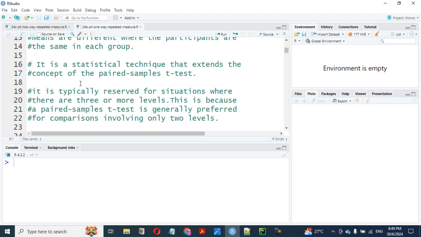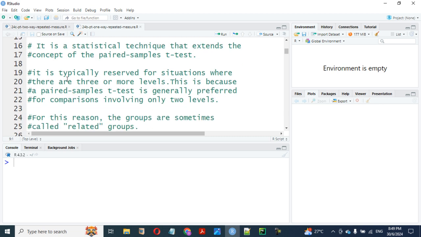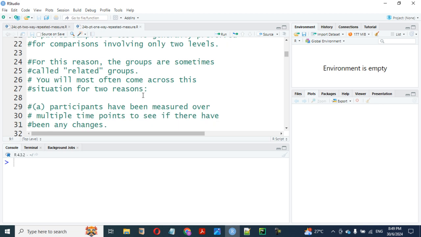So here, it is typically reserved for situations where there are three or more levels. This is because a paired sample test is generally preferred for comparisons involving only two levels. So if you have two levels, just use your paired test, no problem. But when you have more than two levels, then you have to extend it to one-way repeated measures ANOVA.